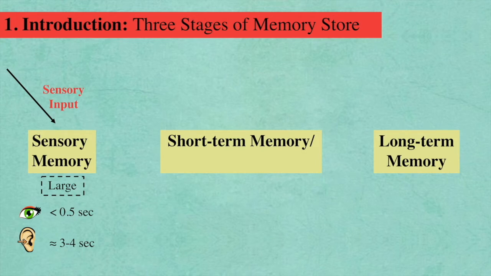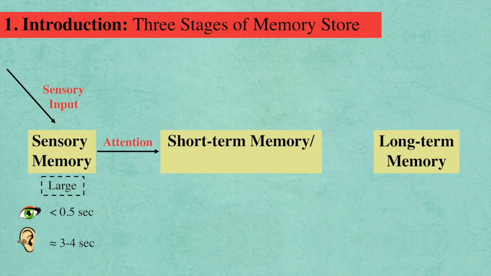The information in sensory memory is so huge that we can't possibly process all of it. If we pay attention to some parts of the information, it will be delivered into the short-term memory to be processed. Otherwise, this information will get lost forever.